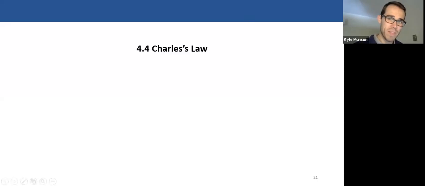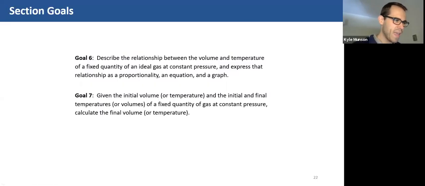In this video, we're going to be talking about Charles' law. Our goals are to be able to describe the relationship between volume and temperature for a fixed quantity of an ideal gas at constant pressure, and then to calculate the final volume or temperature of a gas given some initial volume or temperature. We'll do two examples of that in this video.